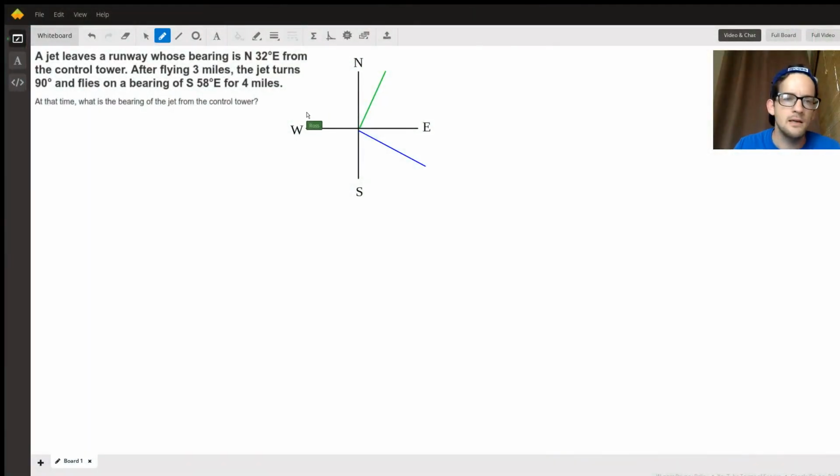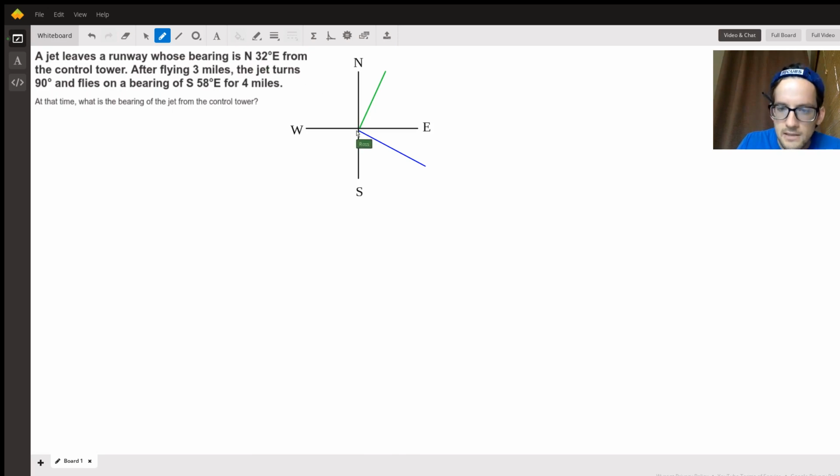This problem is kind of tricky. Make sure you know how to use compasses, which is kind of weird. So I'm going to start just with that, making sure you understand what this problem kind of means. It says that the jet leaves the runway with a bearing of north 32 degrees east.